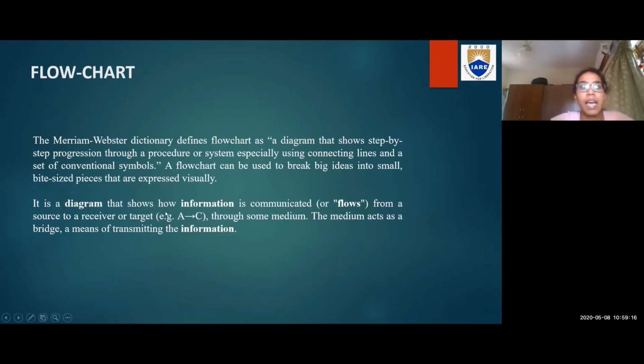Now, it is a diagram that shows how information is communicated or flows. It shows how your information is communicated right from the starting till the ending, from a source to a receiver or target through some medium. The medium acts as a bridge, a means of transmitting the information. Now, what is the medium of transmitting your information here? It is the flow chart.